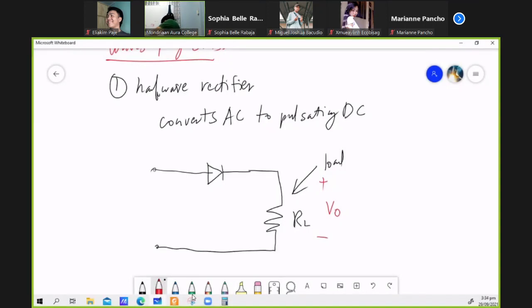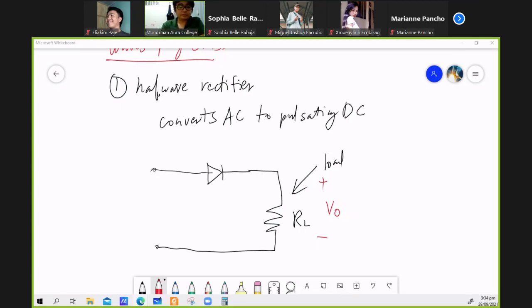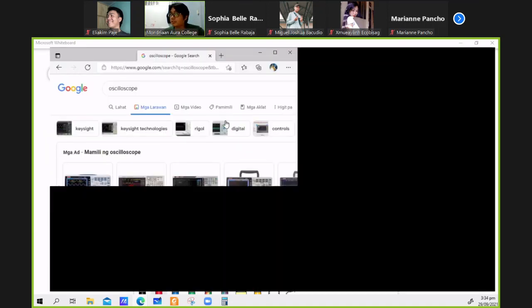Kasi kung meron na oscilloscope dito, this is your oscilloscope. Teka lang. Okay, so oscilloscope natin. Oscilloscope kasi is a device. Ulit ako ng image na lang sa Google. Oscilloscope. So kung hindi pa na ipakita to, if ever lang. So ito yung tsura ng oscilloscope, more likely.